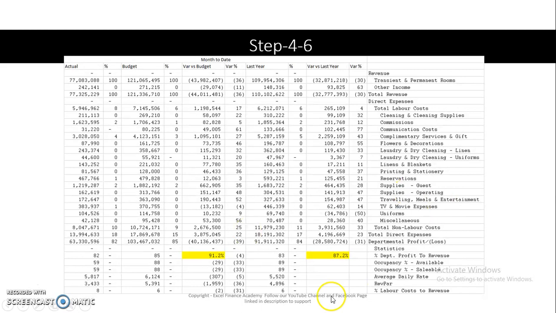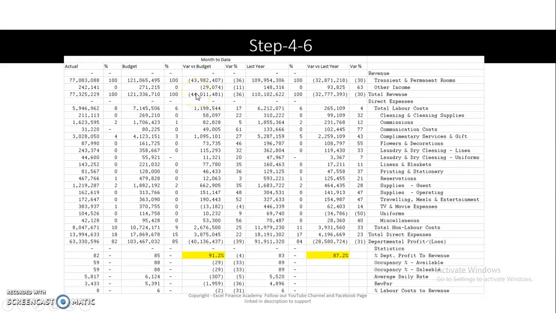Now, what are the steps? The first step that we learned in the previous video was that we are going to analyze the revenue variance and the profit variance. Now in this case, the profit and revenue variance is negative.